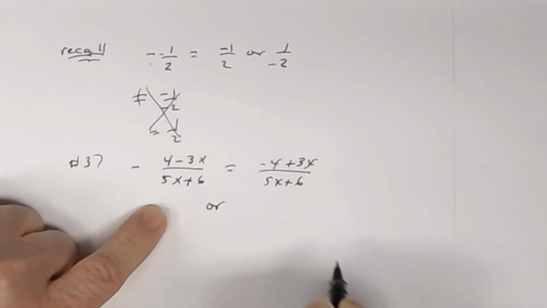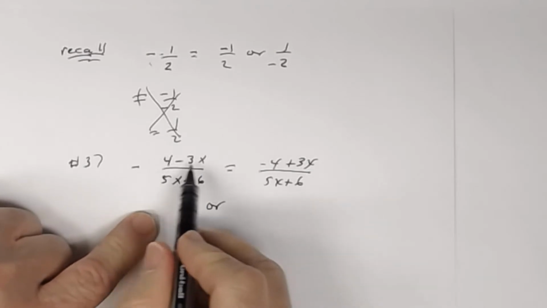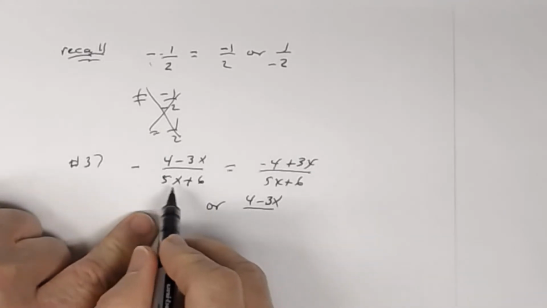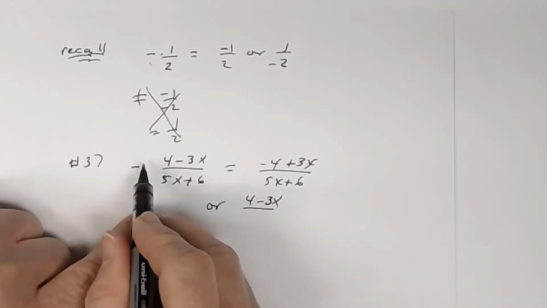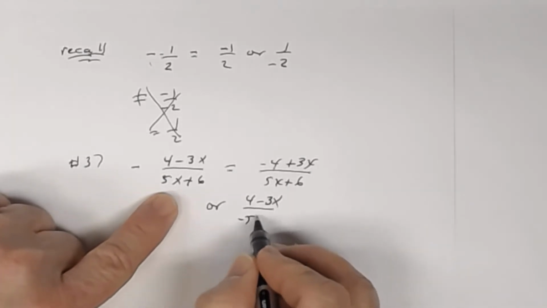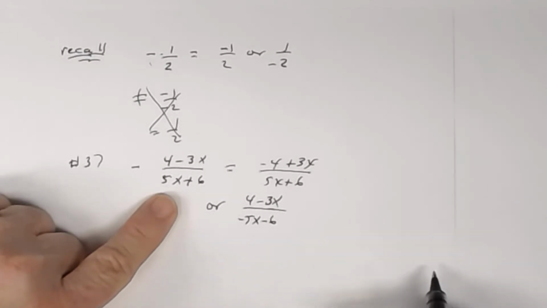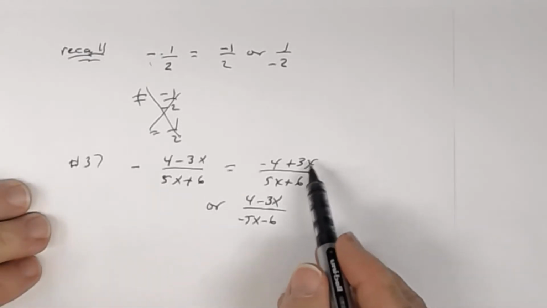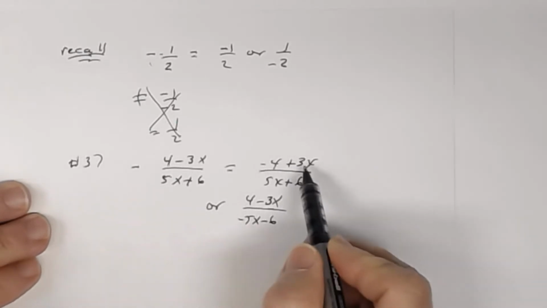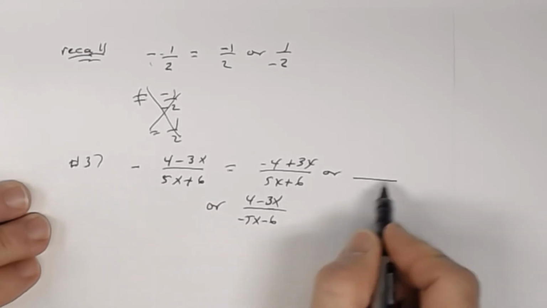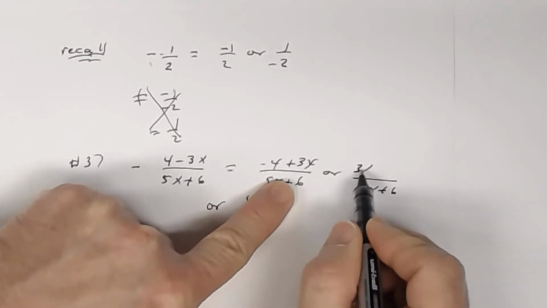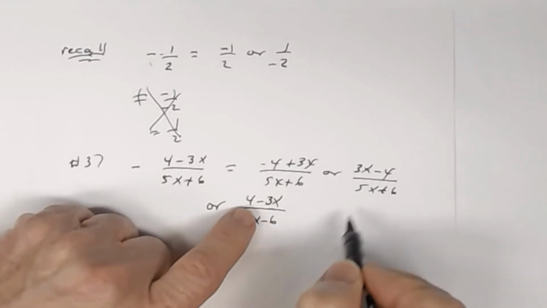Okay? Or I could have done this instead. I could have kept the numerator alone, so 4 minus 3x, and then taking the opposite of the denominator. So this expression is equivalent to taking the opposite of the denominator, so negative 5x minus 6. Okay? And so there are multiple ways of writing this also. So notice, remember addition is commutative, right? So if I want to, I could leave the denominator as 5x plus 6, but I could say 3x minus 4. So I just want you to notice that all of these are equivalent.